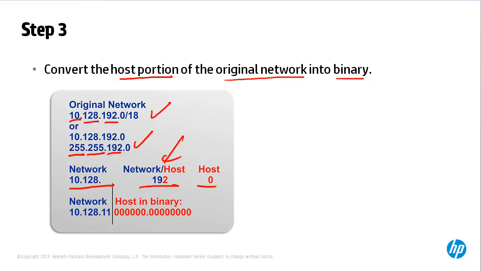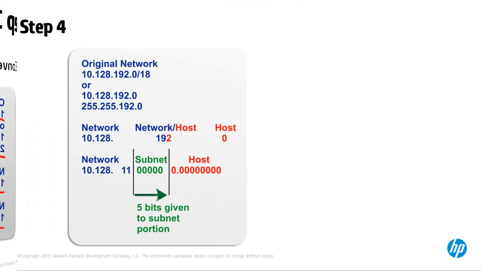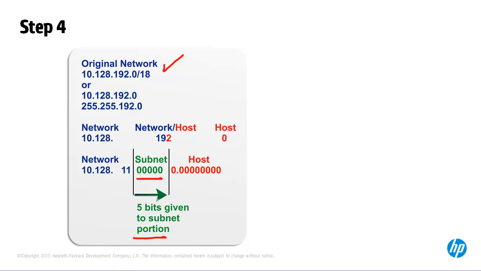So we're going to convert both the third and fourth octet to binary. First 2 octets are left in decimal. The third octet is written in binary, which is 11 followed by 6 binary zeros. That equals 192. And the fourth octet is 8 binary zeros, which gives you decimal 0. The original network was 10.128.192.0/18. We are taking 5 bits from the host portion and allocating that to the subnet portion.